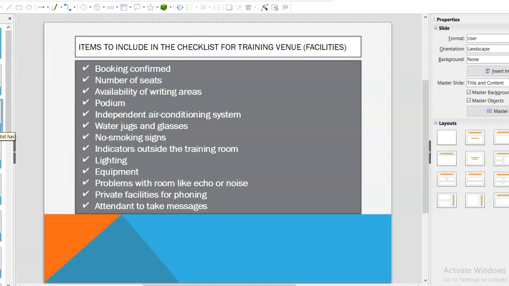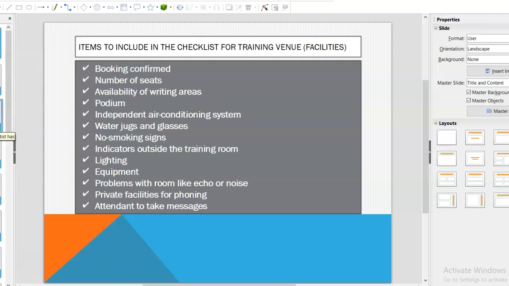All right. So now let's talk about the items. The first item is the checklist for the training venue. In other words, when you're going to be looking for a venue where training is going to be held, these are the items. Firstly, the booking should be confirmed. You book the venue, then it should be confirmed.